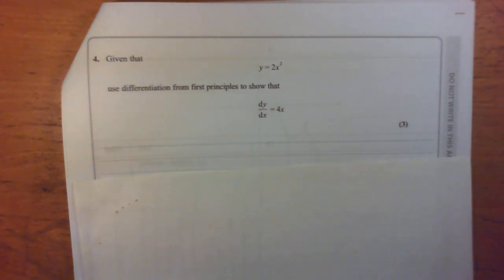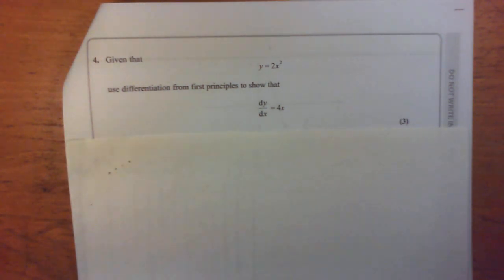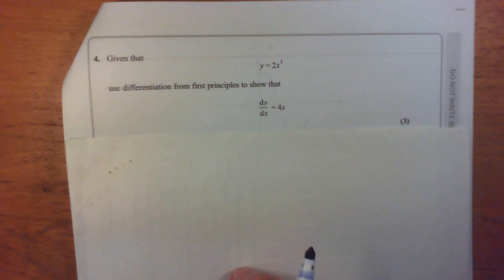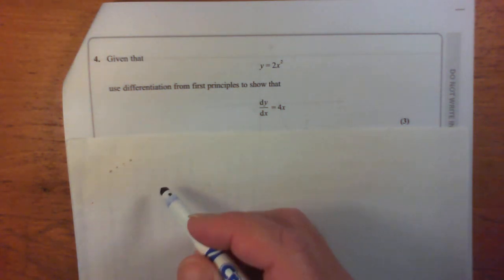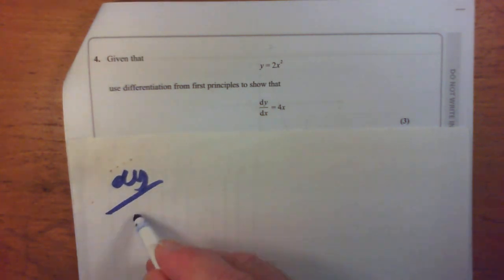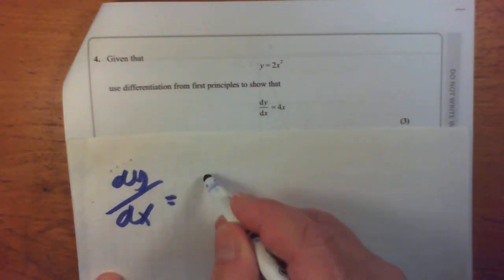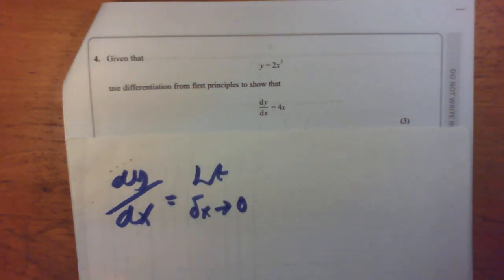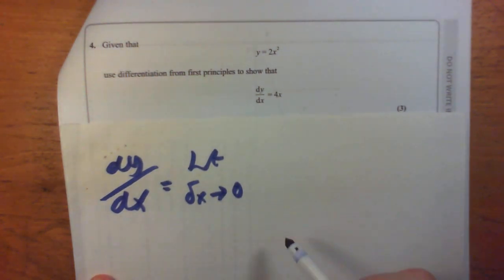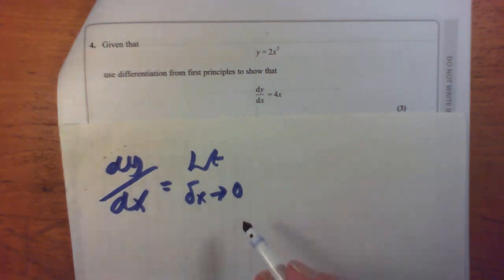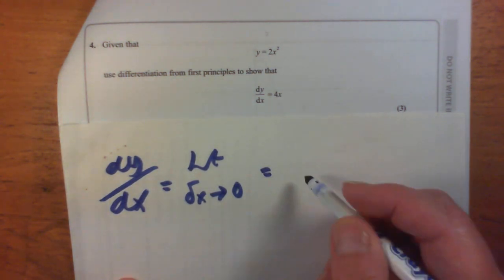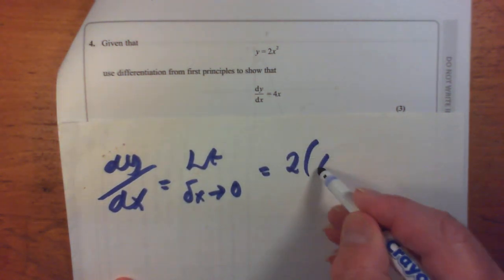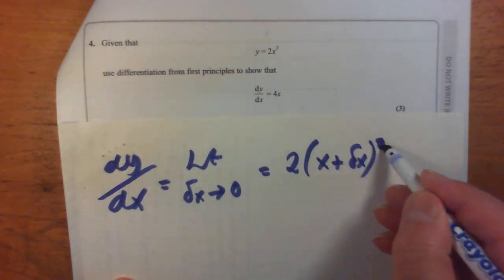So this one, although it's fairly basic, students typically lost quite a few points on, basically because of the layout and the slightly sloppy way of presenting things. If you start off, you say dy by dx equals the limit. I'm denoting the small increment here as delta x, and for this particular point it would be (2x plus delta x) squared.